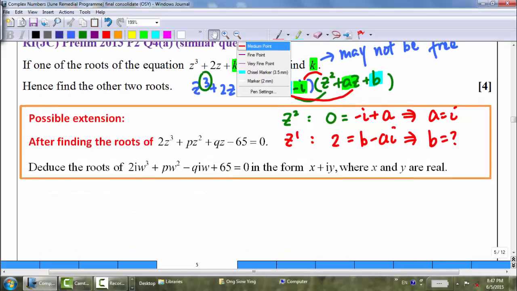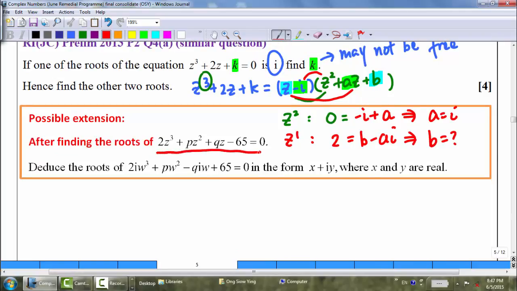if you are given the original equation, you are supposed to find the roots of the original equation. And now they say deduce the roots of a new equation. Then usually for this sort of question, you try to establish the relation between the old equation, the original equation, and the new equation. How are you going to do that? Try to create some terms that are similar.